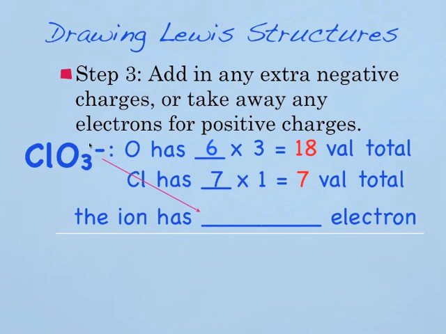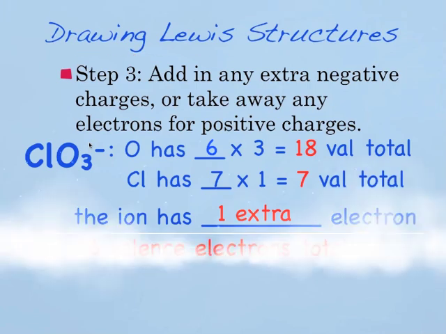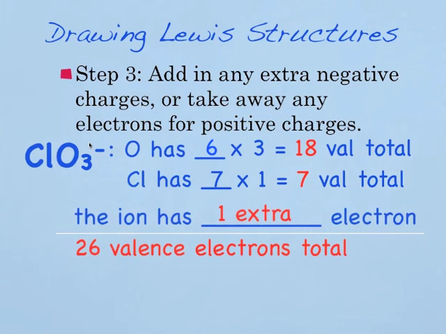This extra charge lets us know that we have an extra electron, and there's 1 extra. So now when we add all these numbers up, 18, 7, and 1, we are going to get... pause if you want to stop right here to see if you can figure it out. The answer is 26 valence electrons total.